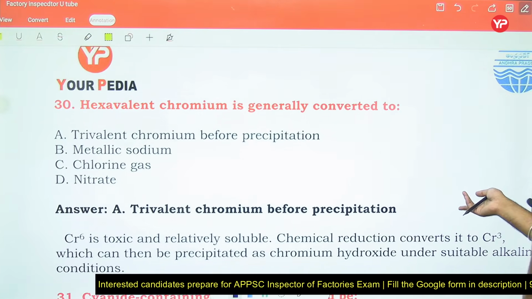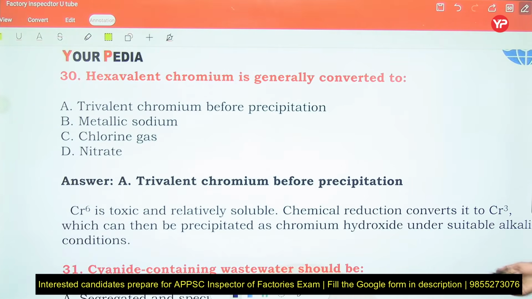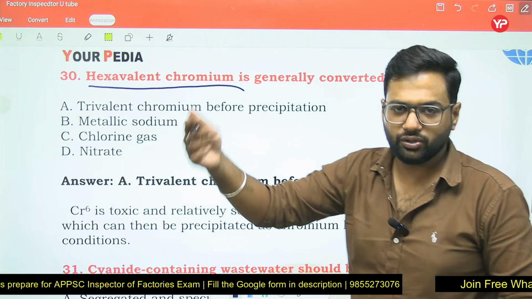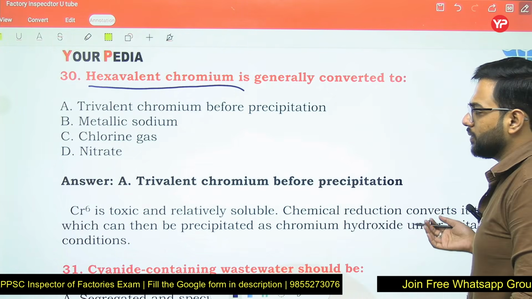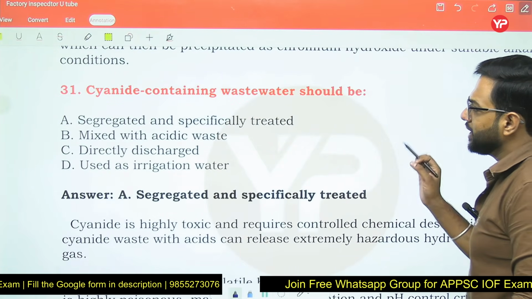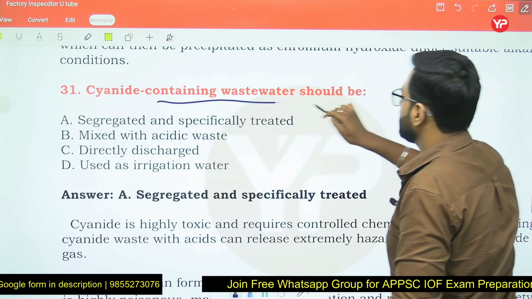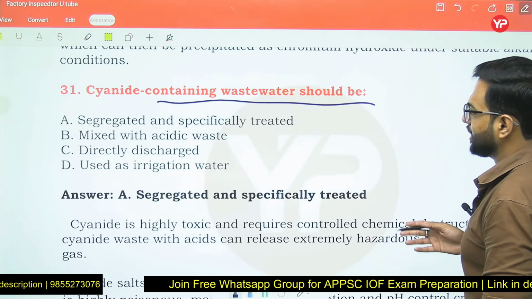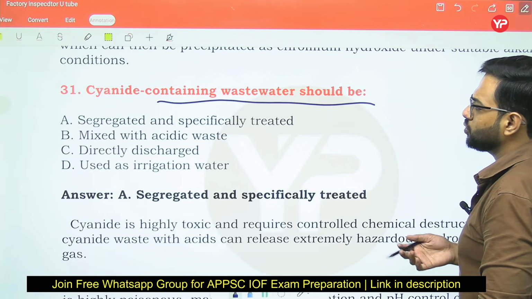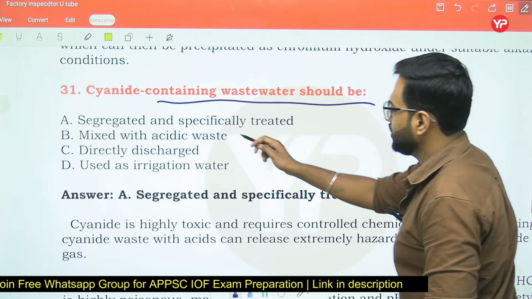Hexavalent chromium is generally converted to trivalent chromium before precipitation, because hexavalent chromium is toxic and carcinogenic. So we convert it into chromium 3 positive. Cyanide containing wastewater should be segregated and specifically treated. Mixed with acidic waste, directly discharged, used as irrigation water, no. These three options are wrong.